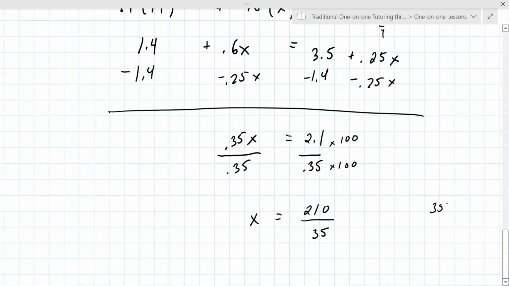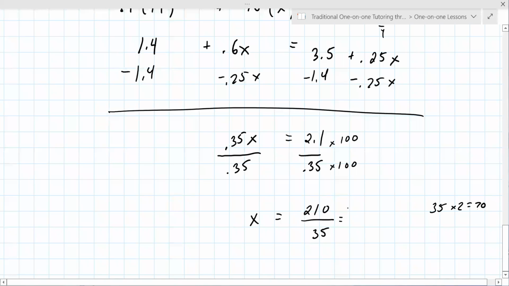Sometimes it's helpful to think, if you multiply 35 by 2, that's 70. Oh, that works because 70 times 3 gets you to 210. Somehow you have to work these numbers out, either building a factor ladder, or figuring out what goes into each one, or starting to divide each of them. If you divide each by 7, you get down to 30 over 5, and that's 6.